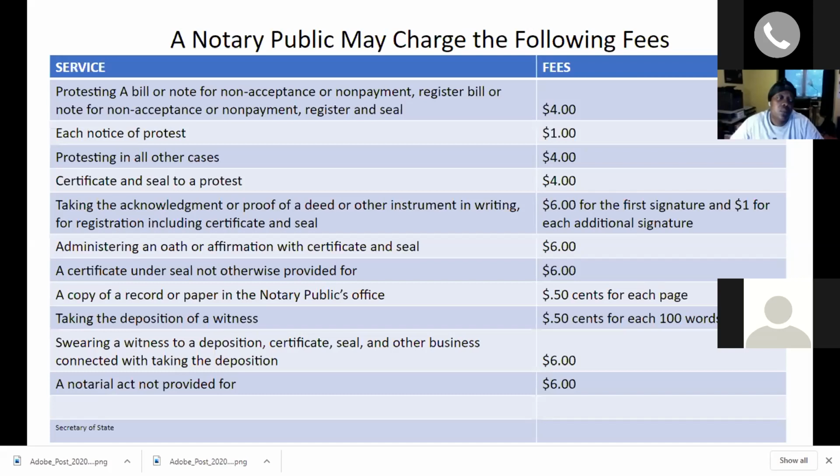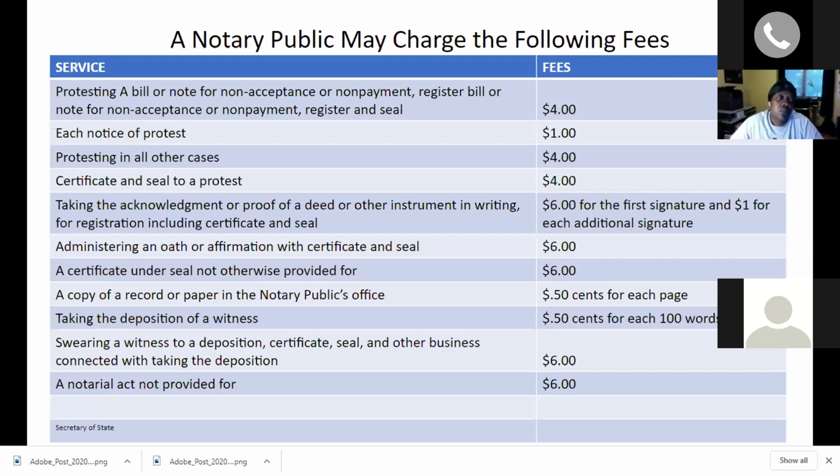Now that's per page. And that's where a lot of people cheat themselves, because let's say you've got 3 pages. This is for signature. So if you've got 3 pages, 1 person, that's $6 per signature per page. So that's $18. And then $1 for each additional signature, so you're adding another $1 to that. Somebody do the math and tell me, that's $3 more. So what's that, $21? Right. So that would be $21.